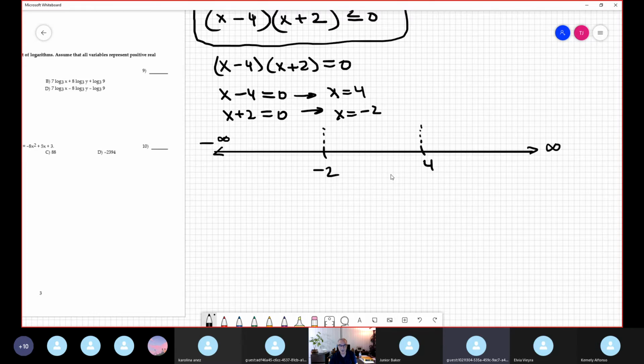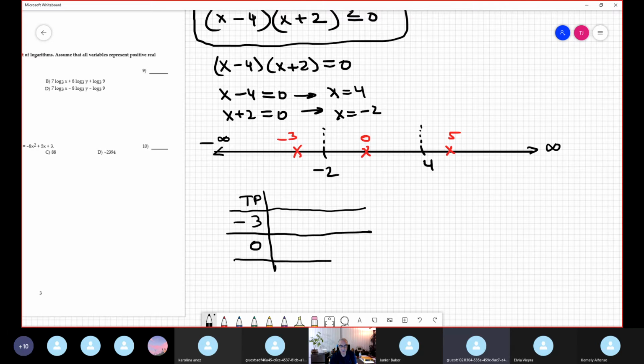Partition, and you take a testing point in each interval. We actually have 2 partitions, 3 intervals. You take, for example, one in the middle here, maybe 0 is good. One in the middle here is negative 3, or negative 4, or negative 5, and here 5, 6, 7, 11, whatever. So now the table associated with this idea: the testing points, the red ones, are minus 3, 0, 5, and the factors in our polynomial are x minus 4 and x plus 2.